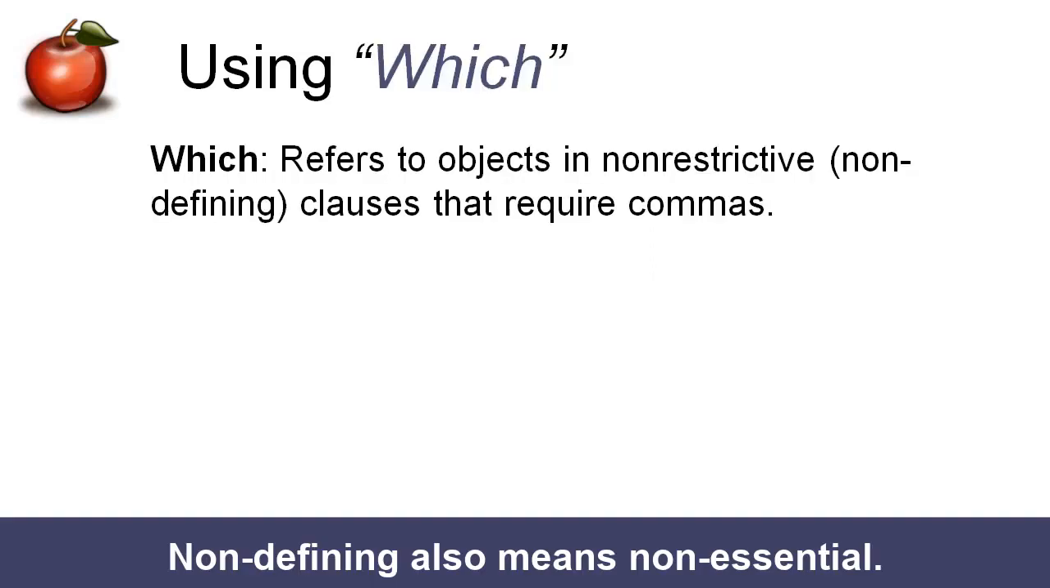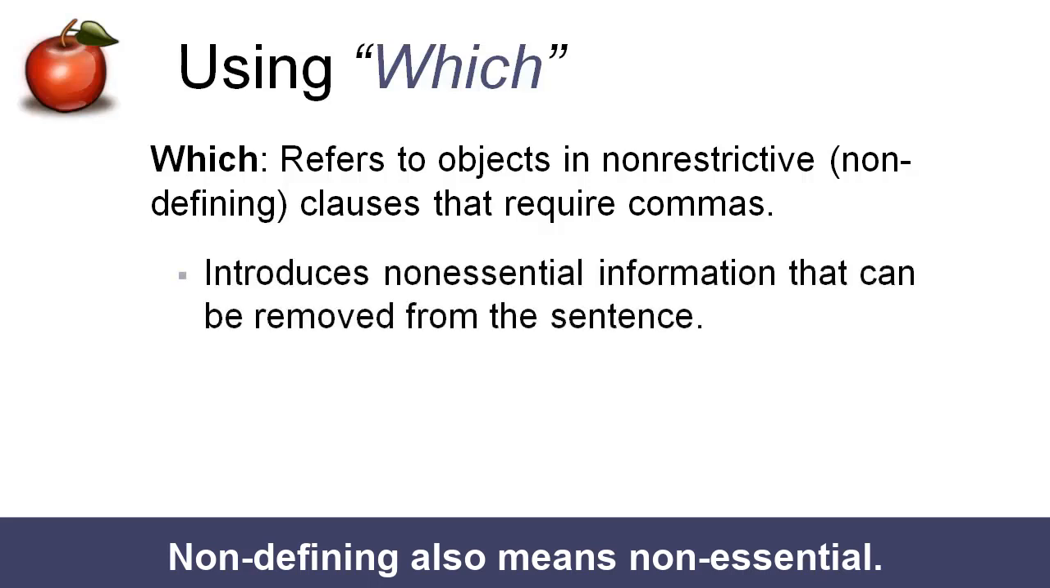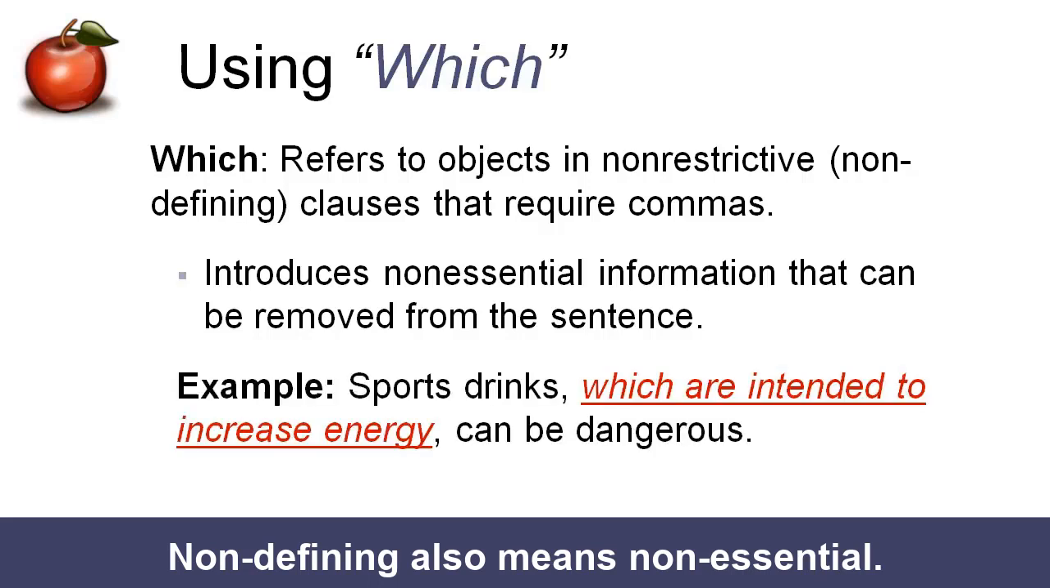When to use which. Which refers to objects in non-restrictive or non-defining clauses that require commas. Which introduces non-essential information that can be removed from the sentence. This is what we mean. Sports drinks, which are intended to increase energy, can be dangerous. There's a comma after drinks and a comma after energy.